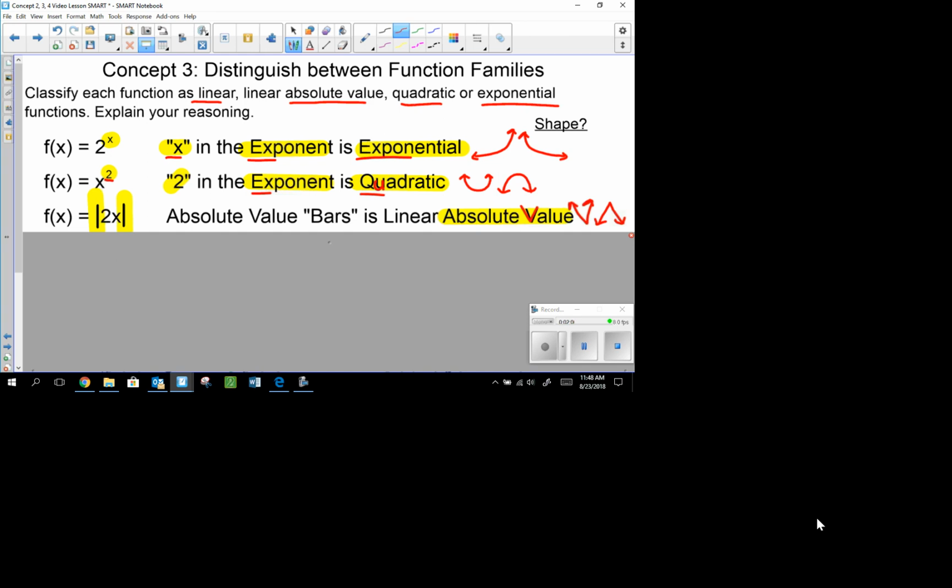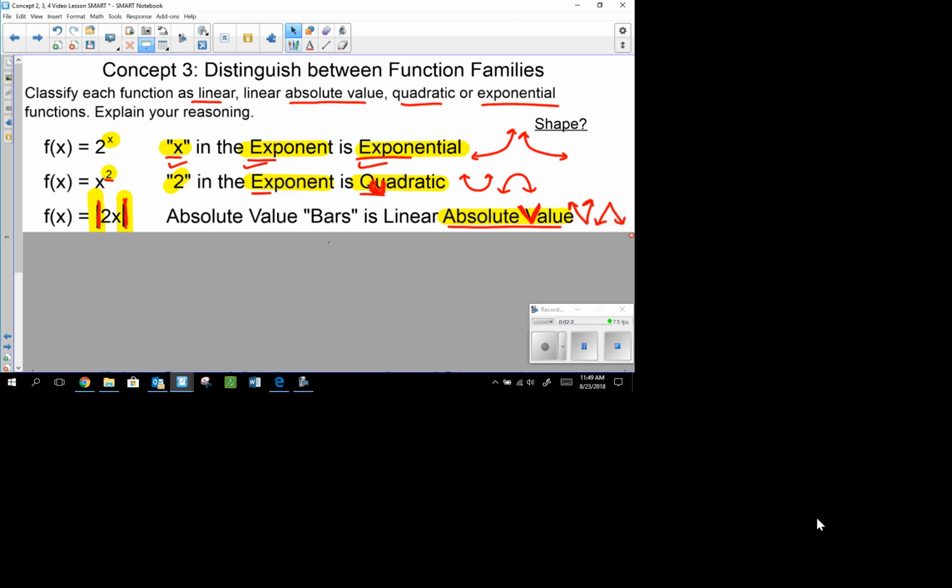X in the exponent is exponential. When it has a 2 in the exponent, that's going to be quadratic, and quadratic was spelled with a U, therefore we know it's U-shaped. These, we should know these are absolute value bars. That's an easy one. It's an absolute value function. And then again, to memorize the shape, absolute value is spelled with the V, therefore it's V-shaped.